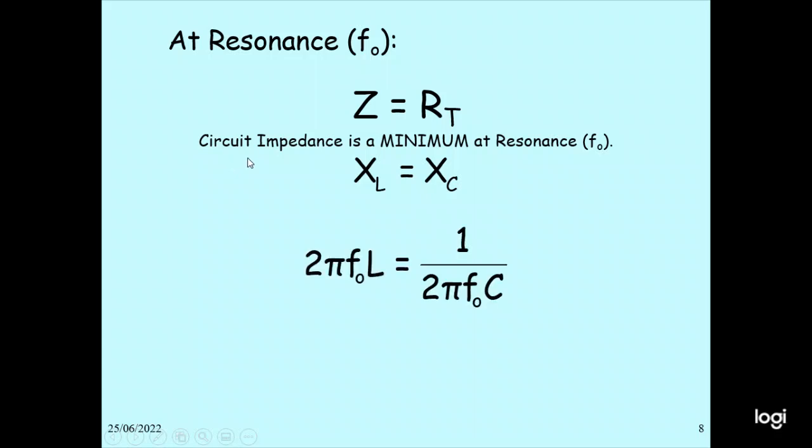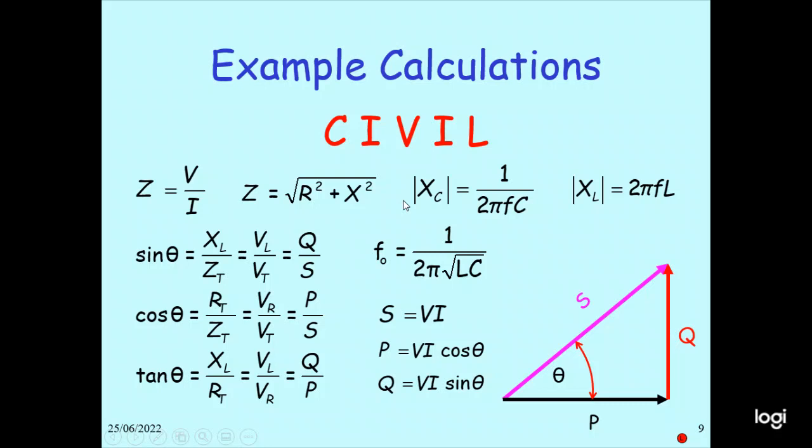So the resonance frequency can be calculated. At the resonance frequency, 2 pi f0 L value equals 1 by 2 pi f0 C value. So therefore, f0 can be calculated as 1 divided by 2 pi into square root of LC. The special calculation: we can see that Z equals V by I, Z equals the square root of R squared plus X squared, XC is 1 by 2 pi fC, XL equals 2 pi fL. Sin theta is X by Z, cos theta is R by Z, tangent theta is X by R.